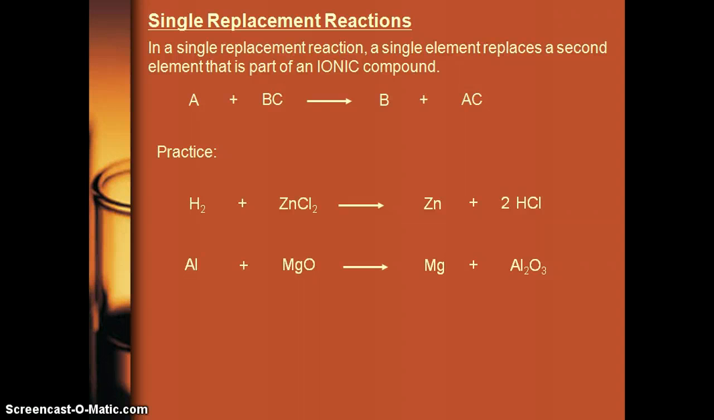In order to balance those negative and positive charges, remember to do the bow tie method, where aluminum has a charge of 3, oxygen has a charge of 2, and you swap them to make those charges even out.